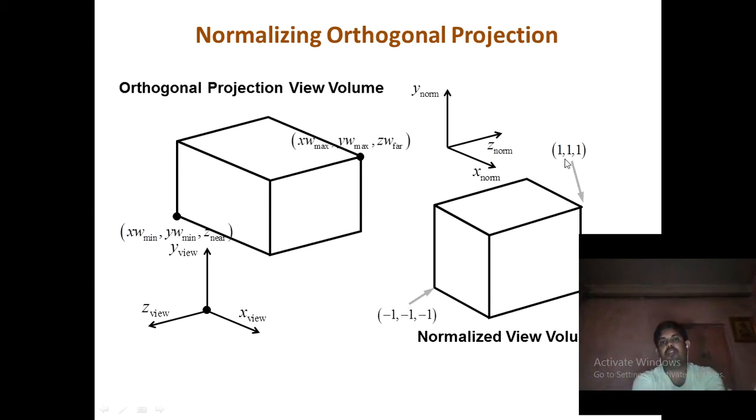Whatever point is somewhere here, at the same ratio that point has to come here. If a point is at the center of this view volume, then here also it has to come exactly at the center. This is the normalized view volume, and this is the orthogonal projection view volume that you have to normalize. Then how to do this?